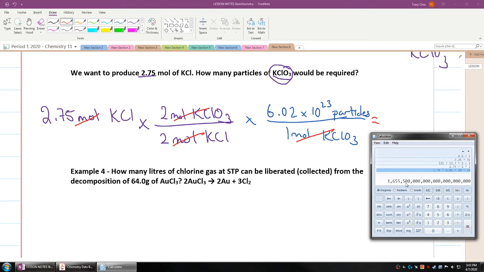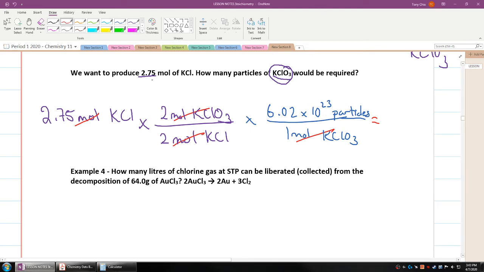Now if you can't read this number, it is 1.66 because of the 3 suffix. 1.66 times 10 to the power of 24 particles, because it's 3 sig figs from 2.75.